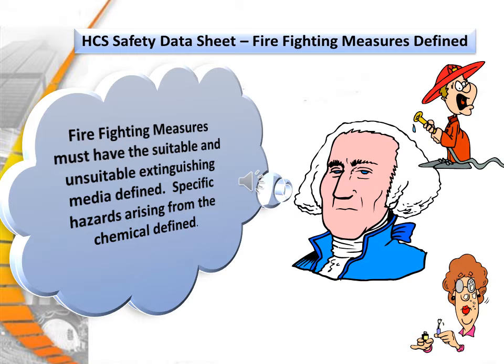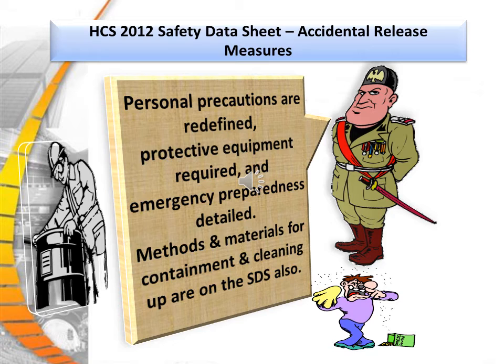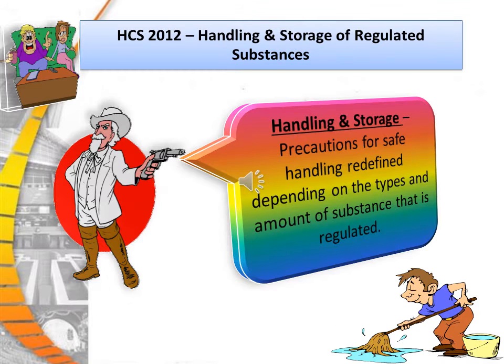Firefighting measures must have suitable and unsuitable extinguishing media defined. Specific hazards arising from the chemical defined. Personal precautions are redefined, protective equipment is required, and emergency procedures are detailed. Methods and materials for containment and cleaning are also on the SDS. Handling and storage of regulated substances. Precautions for safe handling are redefined depending on the types and amount of substance that is regulated.